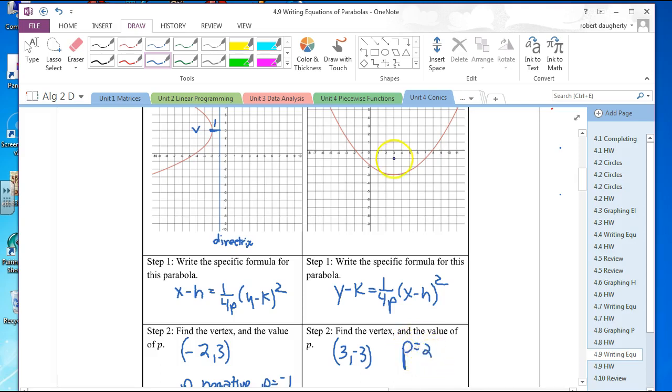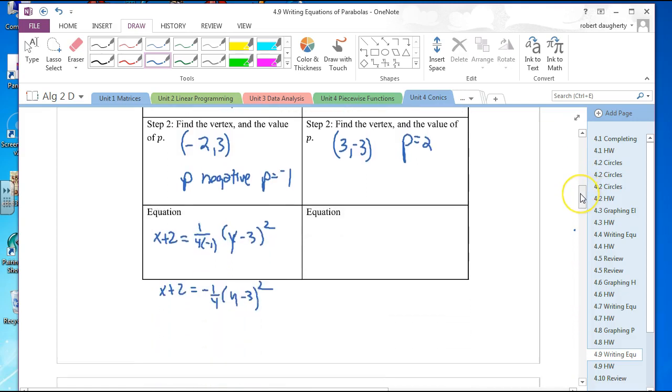Because I know that the distance from here to here is 2. So if the directrix had been drawn, it would be right here, because that would also be a distance of 2. So now I know what p is, and I know what the vertex is. What's the equation here? Yeah, y plus 3 equals 1 over 4 times 2, that's going to be 1/8, times x minus 3 squared. Pretty straightforward.